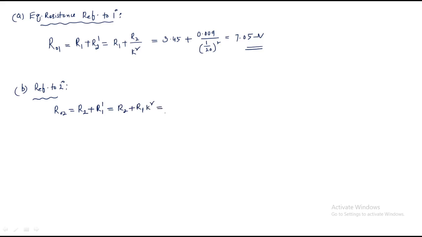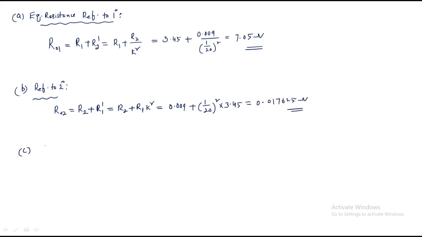What is the value of R2? R2 is nothing but 0.009 plus K square into R1. R1 is given like that into 3.45. Direct formula, you have to substitute in that formula only, you will get the answer: 0.7625 ohm.